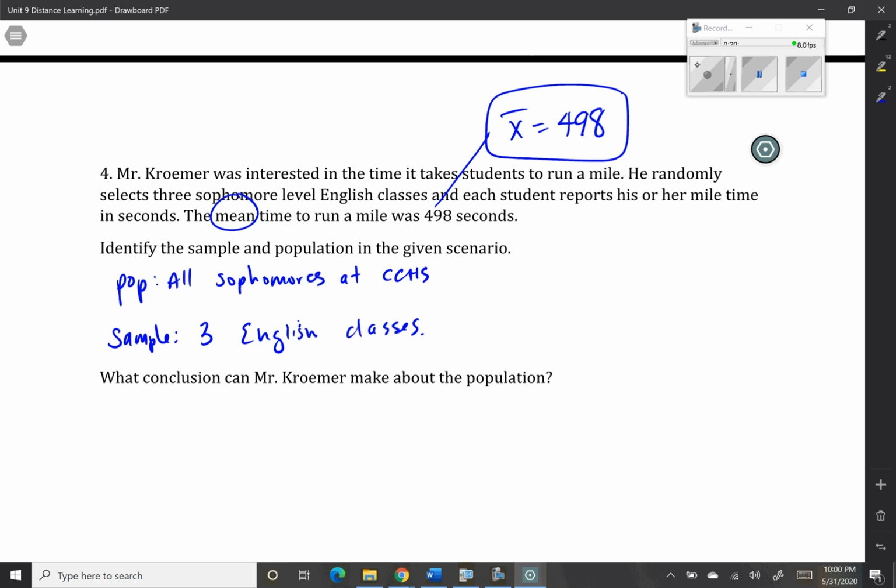So since the sample mean here is 498 seconds, what we can conclude is the population mean, which we call mu, is also 498 seconds. We can make that conclusion because of the sample that we took. It was a randomly selected sample. It was representative of the class, and we're going to go on the assumption and use our inference skills to say that the overall population is the same.